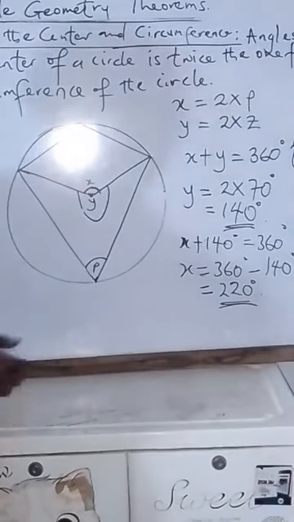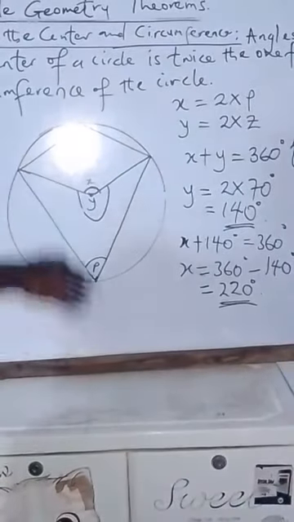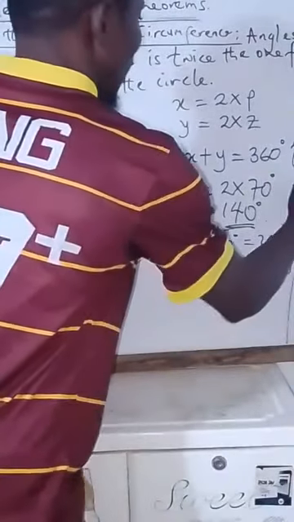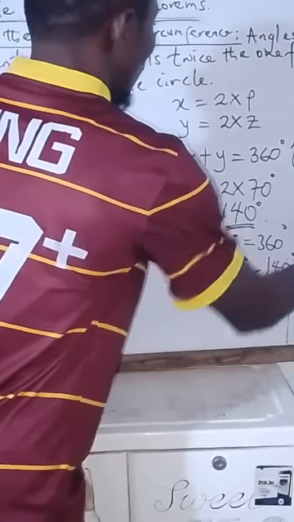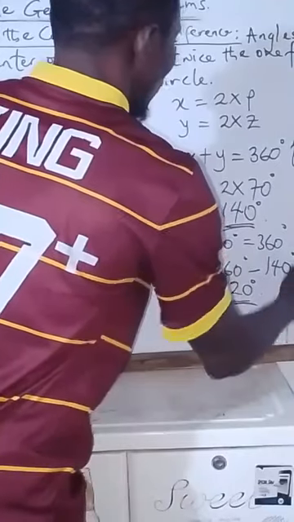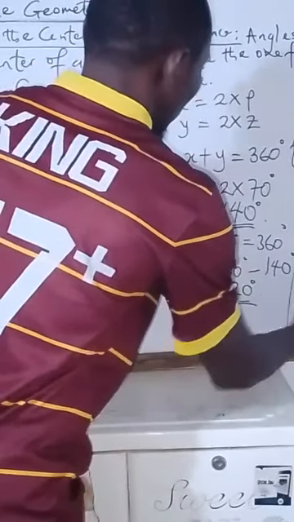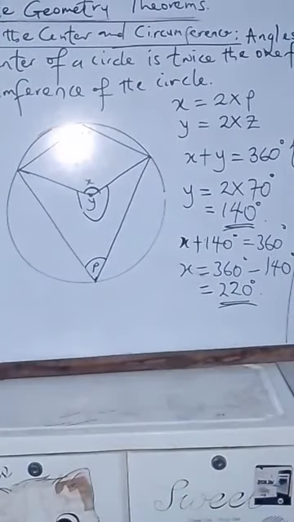If x is 220 degrees, what is p? We said x is 2 times p. Angle at the center is equal to 2 times the one at the circumference. Automatically, x is equal to 2 times p. P will be equal to x all over 2. X is 220 degrees divided by 2. P will be equal to 110 degrees. That's it. That is the application of that theorem. Quite simple.